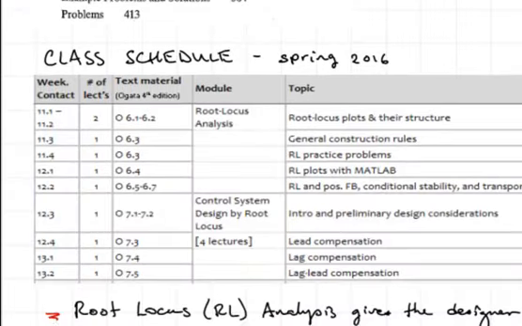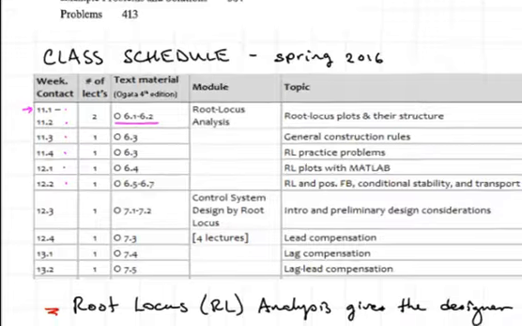Okay, the outline for our class time is we're here, week 11, and so I want you to be following along in the textbook. So this first lesson, we're going to look at sections 6.1 and 6.2. In all, we will spend 6 classes. The next chapter, chapter 7, is focused on designing our feedback control system using the root locus method. And so we will apply the root locus method in some system designs in the following chapter.